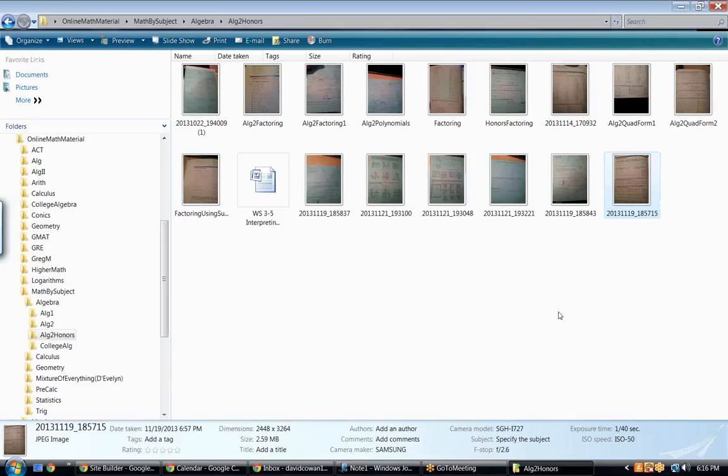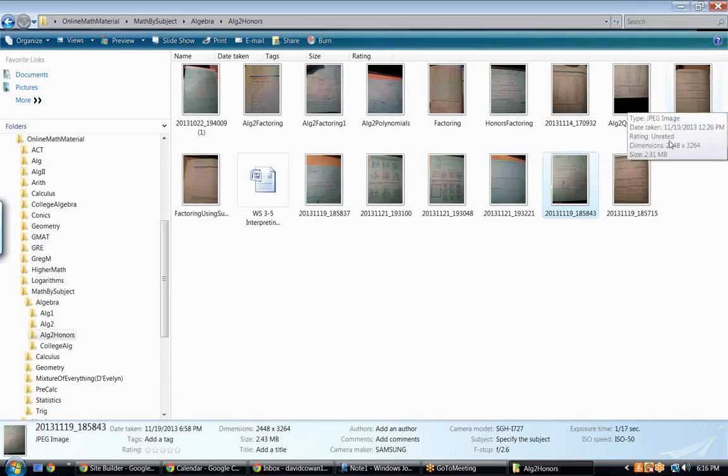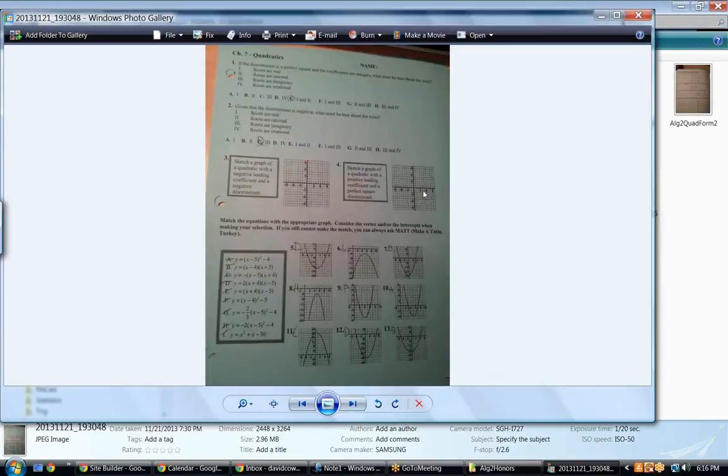had some good graph problems. This, you can tell this isn't bad. Find the vertex, find the domain, find the range, find the zeros. This is exactly what you're doing. Yeah. I also had some good ones that had nice graphs like this. This is what I was looking for.